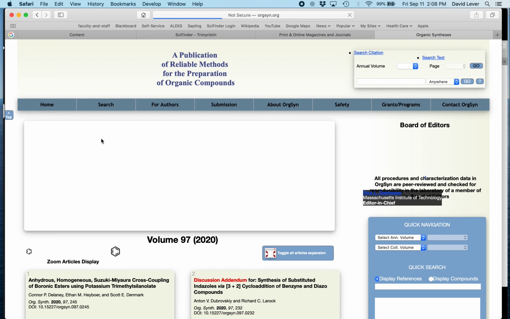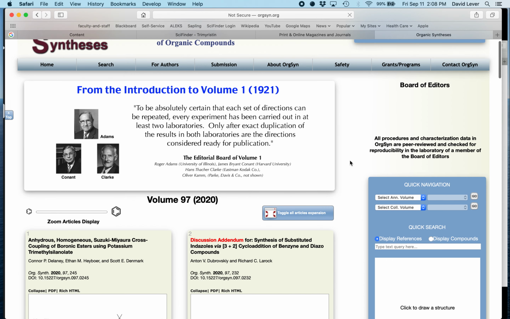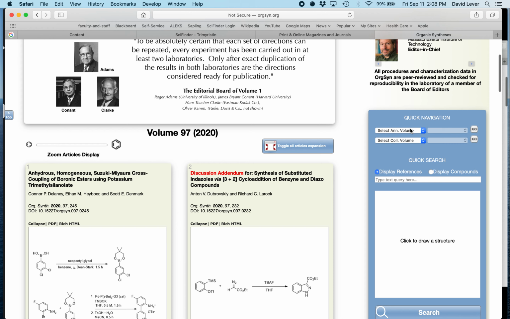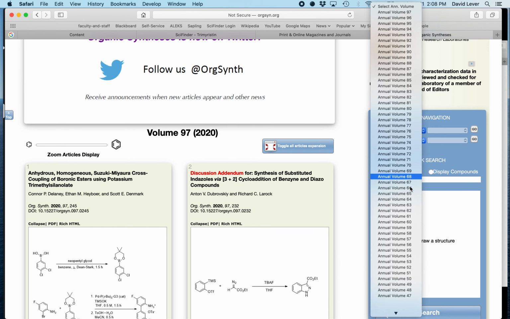If you click on Browse Journal, it automatically takes you to volume 97. Well, that's not really where you want to be. But under Quick Navigation, there's this thing that says Select Annual Volume. So you'll click on that and scroll all the way down until you see Annual Volume 6.